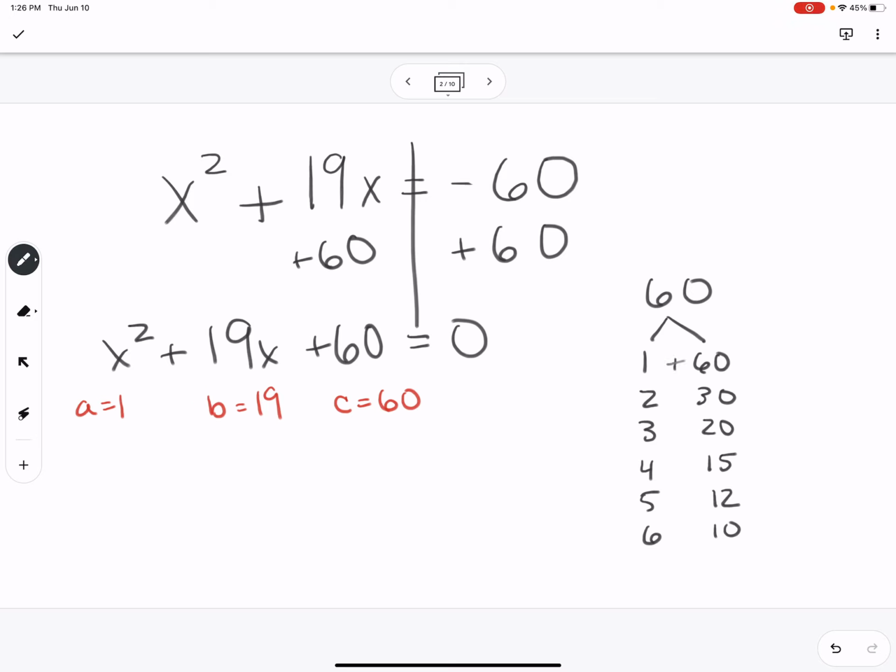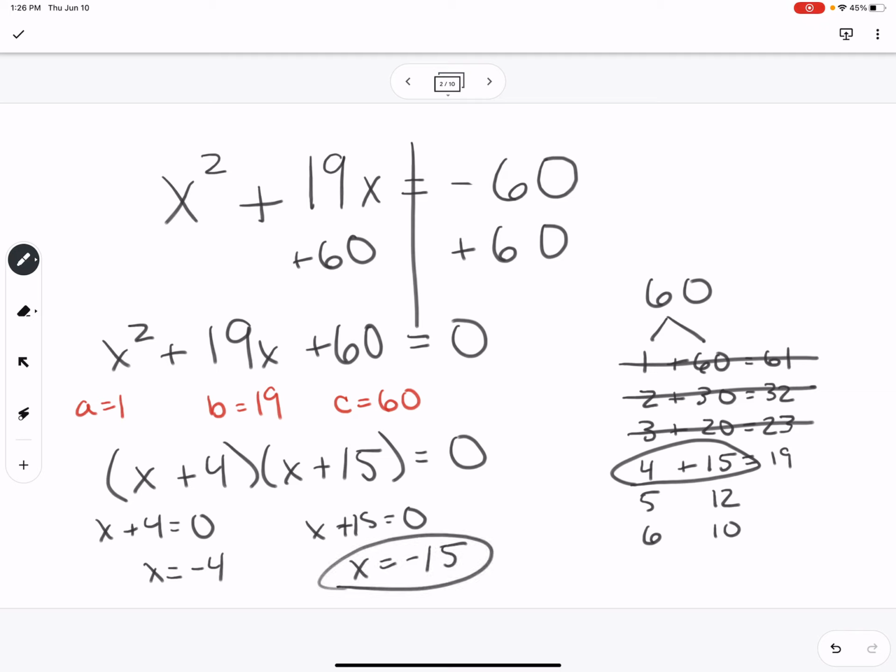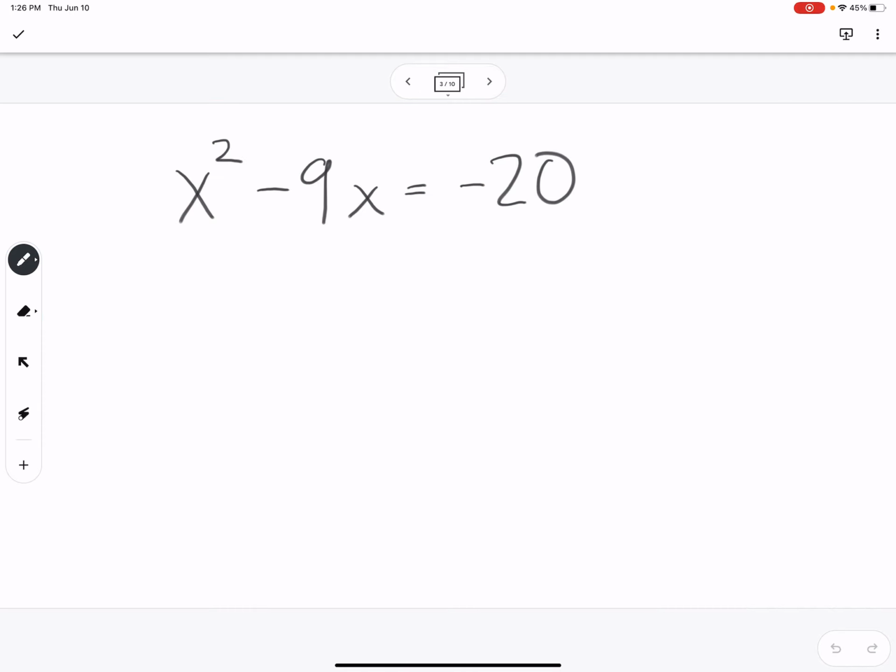So now going down my list, 1 plus 60 gives me 61. That's not it. 2 plus 30 gives me 32. Not it. 3 plus 20. Not it. 4 plus 15. Oh my goodness, that's it. It came out to 19. So I'm going to write my two answers, x plus 4, x plus 15. Solve both of those. All in all, I'm going to get the answer x equals -4 and x equals -15. Boom, another problem down. Last one, here we go.